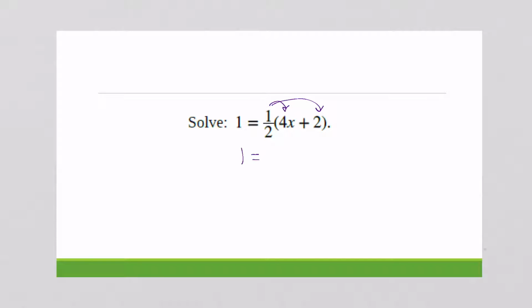1/2 times 4x is 2x. 1/2 times 2 is 1. So now that turned into something that is actually pretty easy to work with. So again, you want to move everything away from that variable. So I'm going to subtract 1. I get 0 is equal to 2x. Divide by 2. 0 divided by 2 is 0. So x is 0. You can check your work.